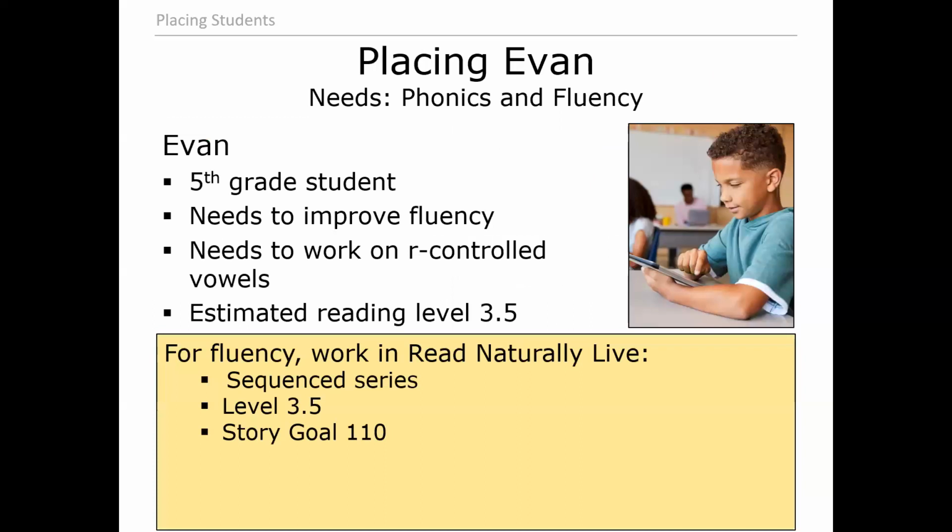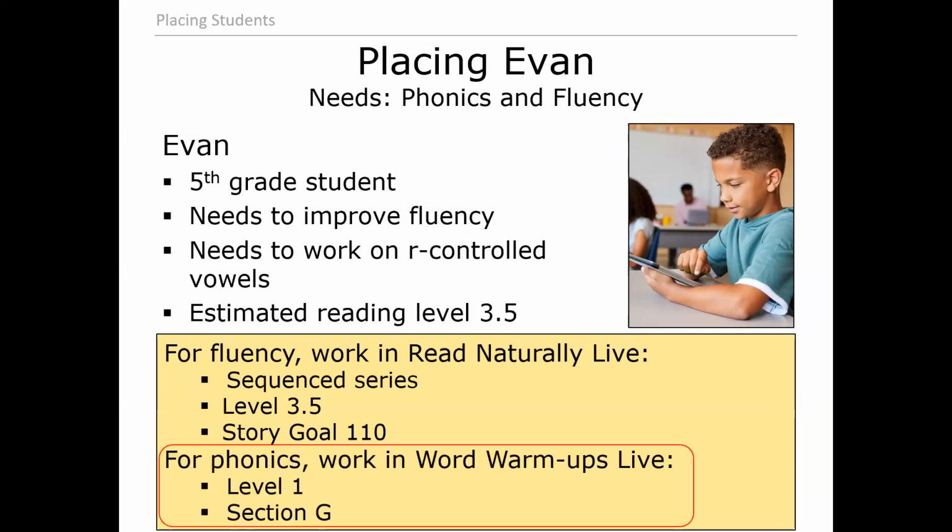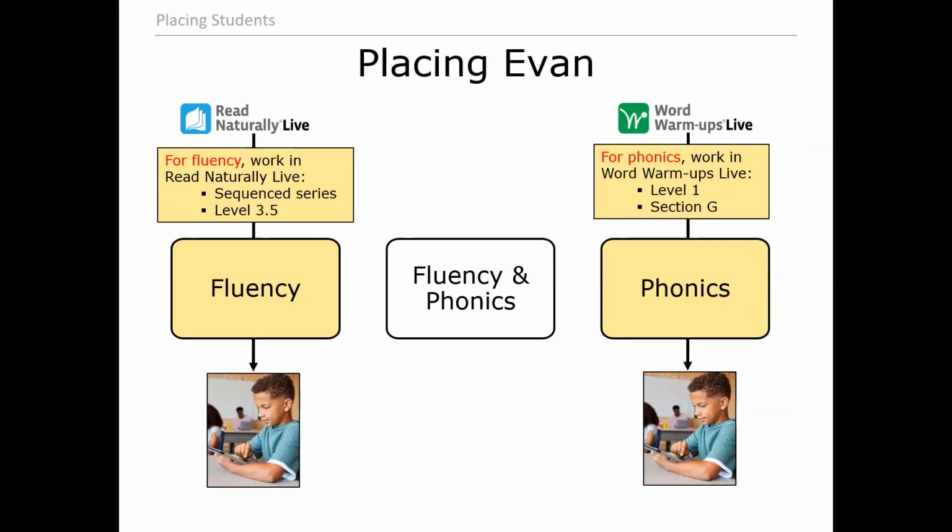So Evan would work in Read Naturally Live sequence series to address fluency and comprehension. And he would work in Word Warmups Live, Level 1, Section G, to address his R control issue. Evan works in 2 programs. When you have a kid working in 2 programs, there's a couple different ways to do it. I recommend either switching them between the 2 programs when they're at the pass point. So on the left side, you see Read Naturally Live, left side of my screen.